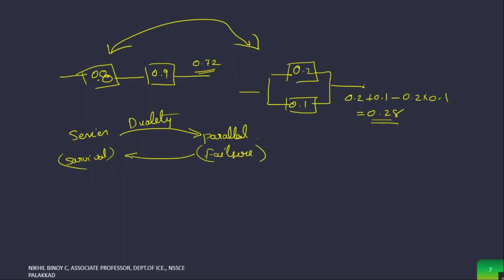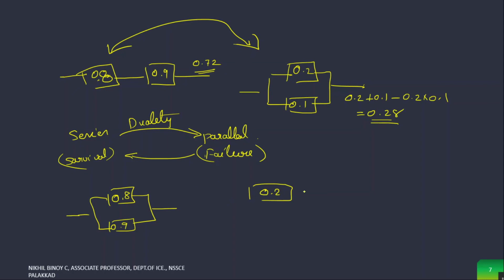A duality is there. Similarly, take the second case, that is we have 0.8. This one is the survival of the first system. Then 0.9. This one is the survival of the second system. And we have a parallel configuration. Now what we can do? Without solving this, convert this one into the failure. What is the probability of failure of 0.8? That is 0.2. Now this one is a parallel configuration.